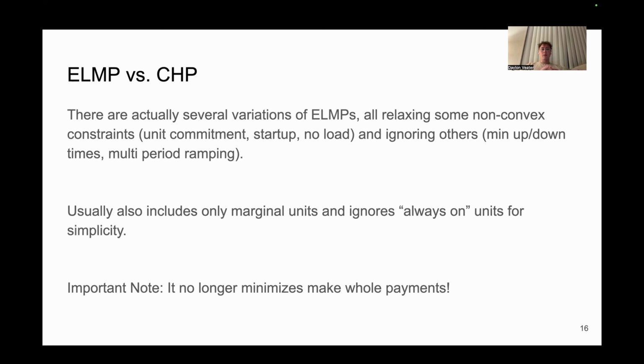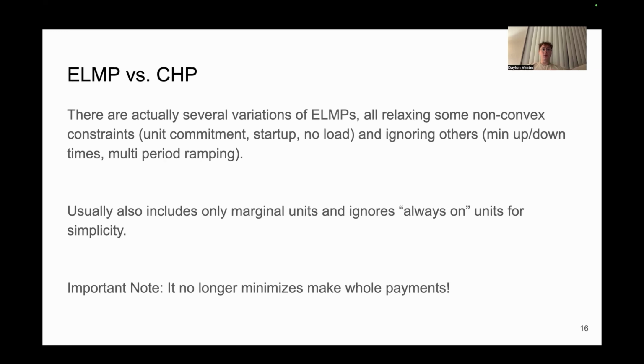convex hull pricing is still a mathematical and ideal idea. In reality, it can't be implemented because we just don't have the computational resources to perfectly relax tens of thousands of constraints. It's just not possible. So what you're left with is an ELMP, essentially a heuristic version of convex hull pricing, where you relax some non-convex constraints like unit commitment, startup, no load, and ignore others, maybe really long min up and down times or multi-period ramping, like we talked about with rolling time horizons. Sometimes an ELMP will also not include units that are virtually always on, to increase the simplicity of the calculations.